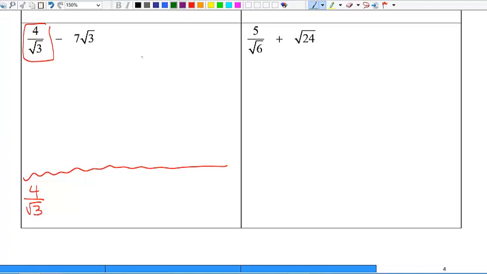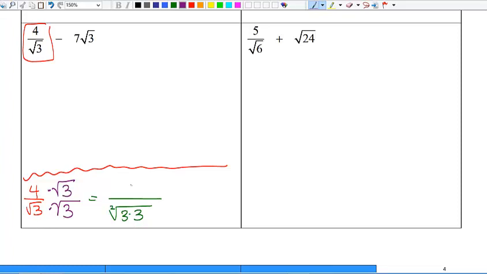So I have 4 over the square root of 3. 3 is prime. I need to multiply it by some value in the numerator and the denominator so that I only have groups of, well, this is a square root, so I need groups of 2. I have 1 copy of 3, so really, in order for everything to come out of the radical, I would need 2 copies of 3. How many more copies of 3 do you need? Well, just 1. I had 1, I need 2, so I need 1 more.